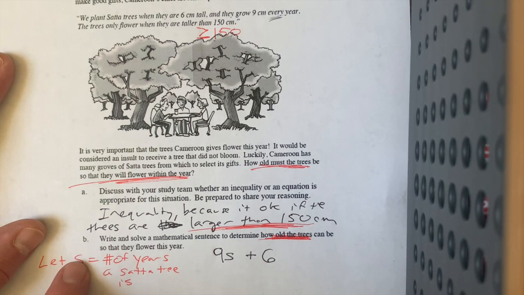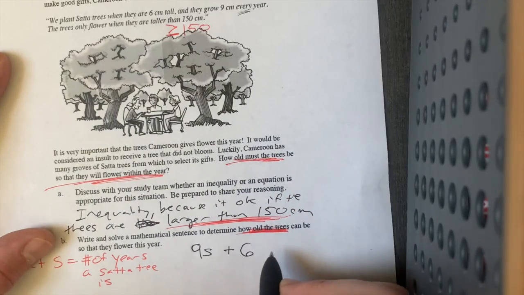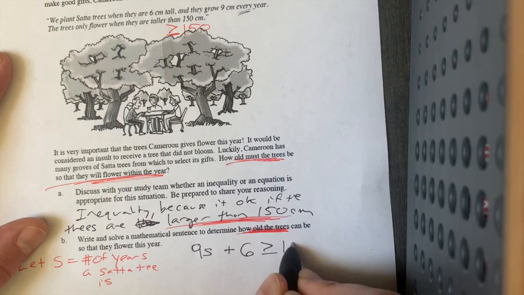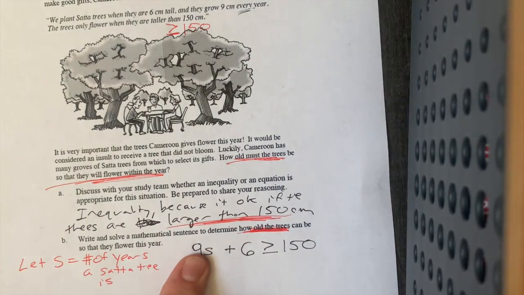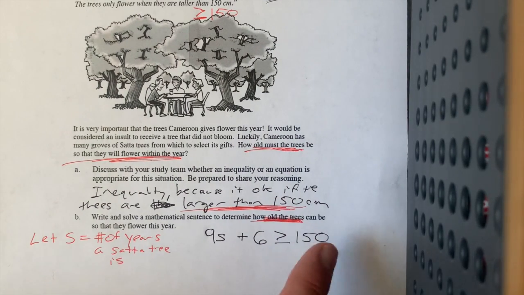So if S were 2 right here, 9 times 2 would be 18 plus 6, it would be 24 centimeters tall. Is that greater than or equal to 150? No, that's not. So 2 would not be a solution to this inequality. But here's my inequality right here. I just finished it. Were you paying attention? Did you see what I did right there?